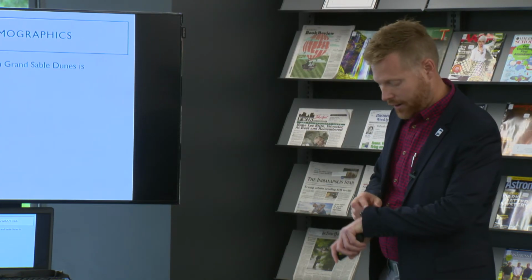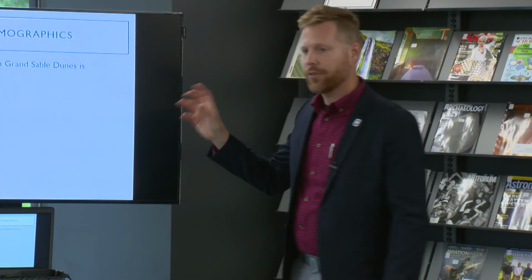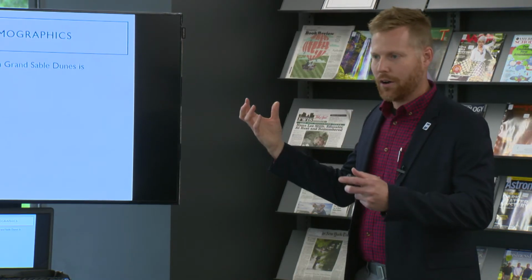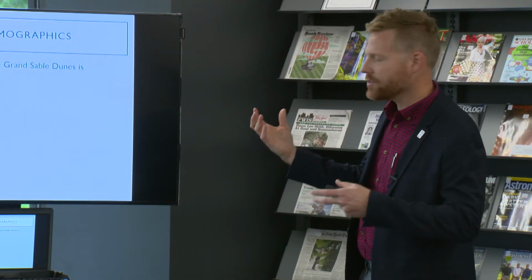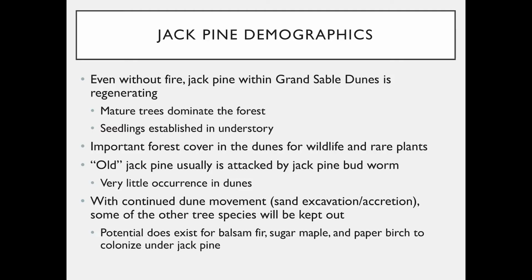So even without fire in these dunes, we have jack pine regenerating, which is great for maintaining a jack pine forest, allows those mature trees to eventually die, and allows jack pine to keep basically sustaining itself as the forest in these dunes, even without fire. So fire is usually a major component of a jack pine forest. So seedlings are establishing. We still have mature trees that are producing seed.